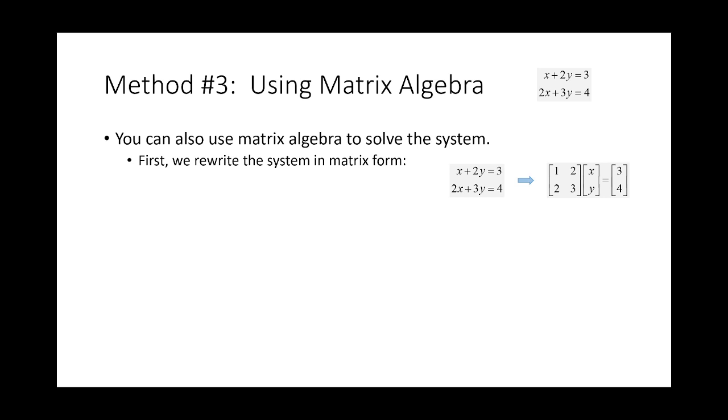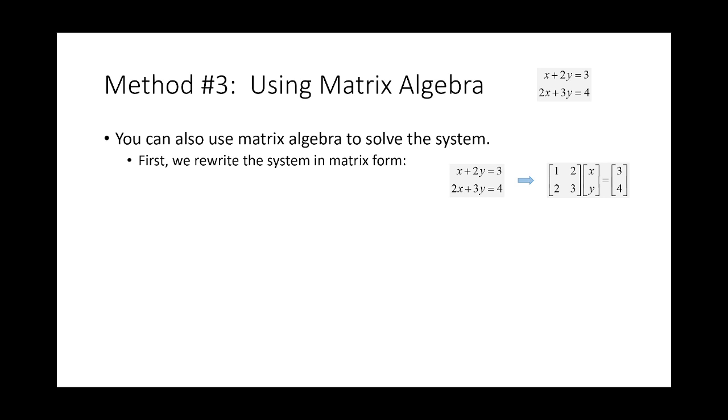So this square matrix over here is just the list of coefficients. If you look at the first line where it says x plus 2y, I have 1 and 2. I have the 1 because there's a 1 there, we just don't write it. And on the bottom row, I have 2 and 3. So 1, 2, 2, 3. That's my square coefficient matrix. That's my unknowns. And that's my resultant vector on the other side.